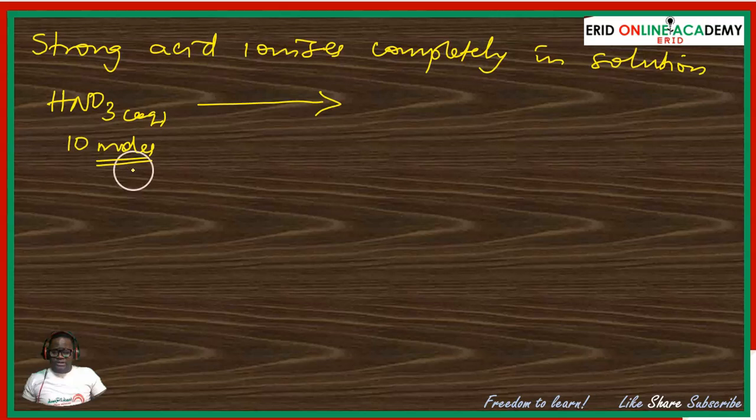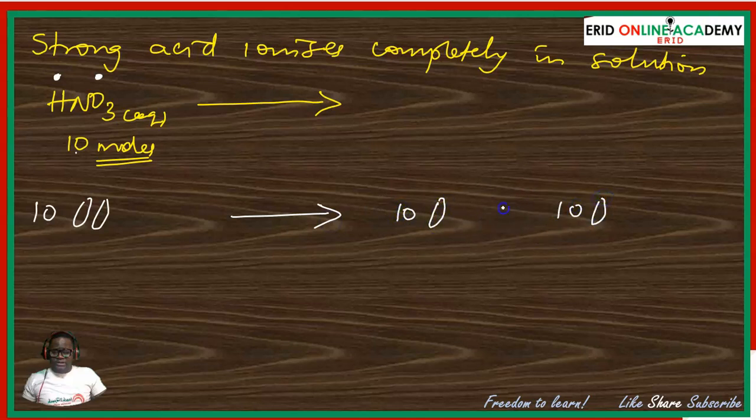I would expect, if you see your acid as a pair of slippers, this is one part, this is the other part. So if I have 10 pairs of slippers splitting, breaking into two, I would expect to have 10 of one half and 10 of the other half visible. So if this is what I have, then I will say everything has completely dissociated.